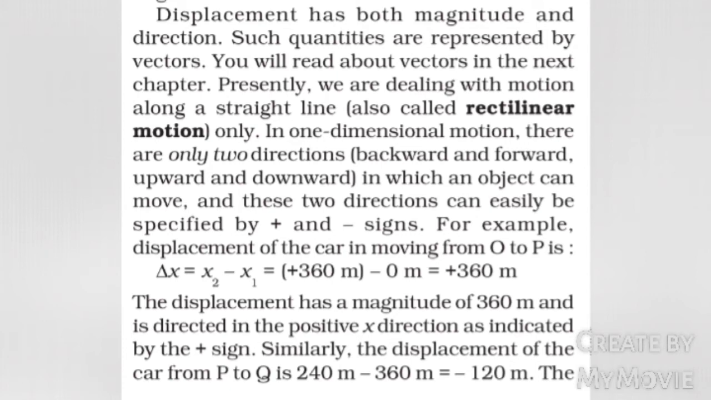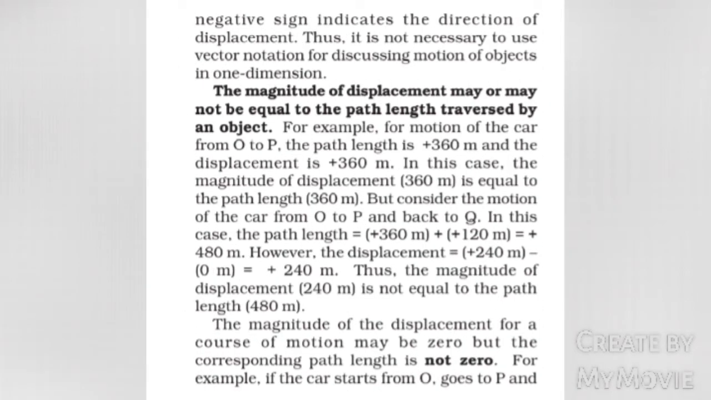For example, displacement of a car moving from O to P is delta x equals x2 minus x1, which equals plus 360 meter minus 0 meter, which equals plus 360 meter. The displacement has a magnitude of 360 meter and its direction is in the positive x direction, as indicated by the plus sign. Similarly, the displacement of the car from P to Q is 240 meter minus 360 meter, which equals minus 120 meter. The negative sign indicates the direction of displacement. Thus, it is not necessary to use vector notation for discussing motion of objects in one dimension.